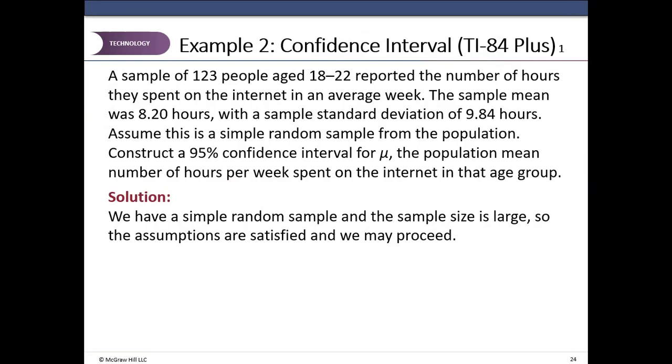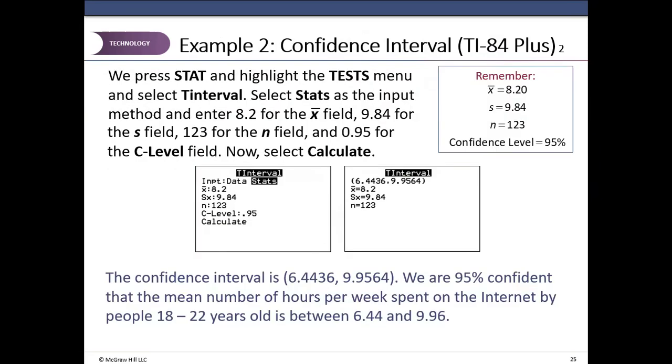For example, sample mean X bar is 8.2. Sample standard deviation is 9.84. N, sample size, is 123. C level is 0.95. And then we calculate. So with 95% confidence, we can state that the actual population mean of hours spent on the internet in this age group is between 6.44 and 9.96. Okay.